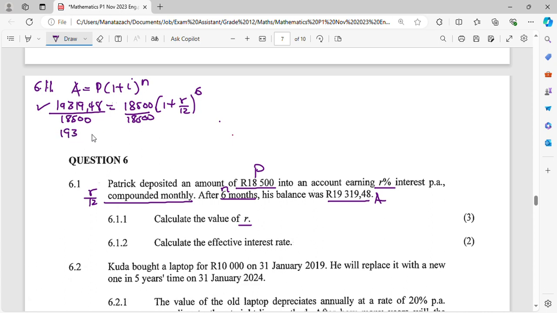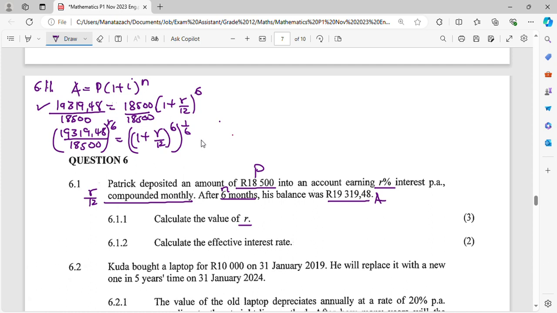You still have 19,319.48 on the left hand side, divided by 18,500. On the other side we're only left with 1 plus R over 12 to the power 6. To get rid of this exponent will be our next aim. I'll be multiplying both sides by 1 over 6. Sorry, in fact, I'll be raising both sides to the exponent of 1 over 6.